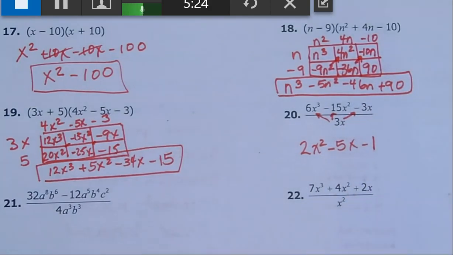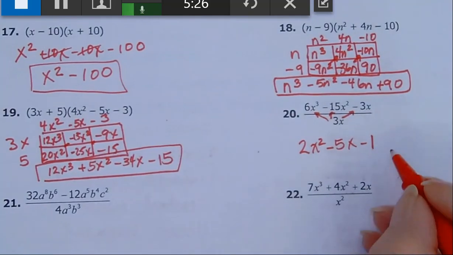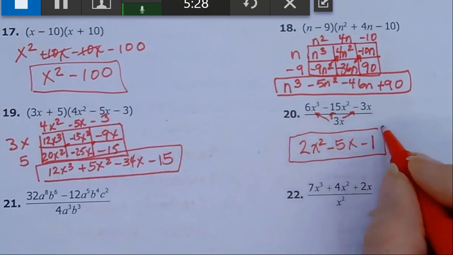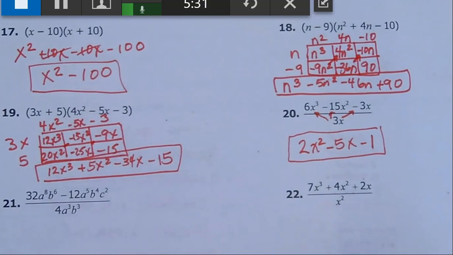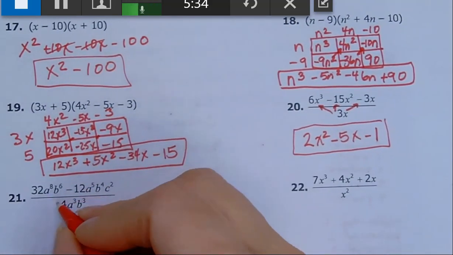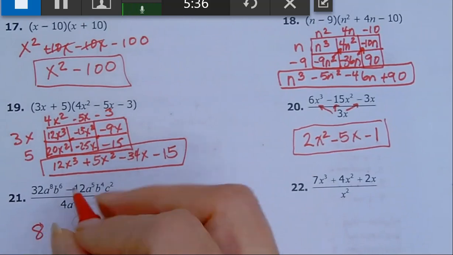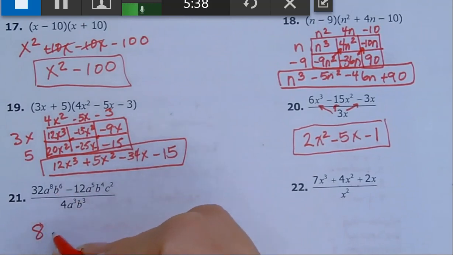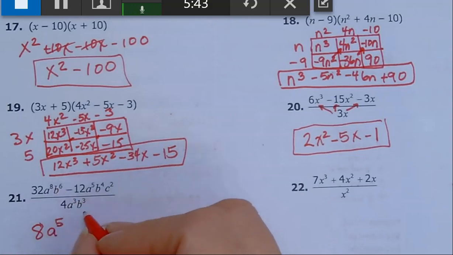So that should be my answer, 2x squared minus 5x minus 1. Down here, it's just a little more complicated, but I'm doing exactly the same thing. Okay, I'm going to say 32 divided by 4 is 8. A to the 8 over a to the third is going to be a to the 8 minus 3, so a to the fifth. B to the 6 over b to the 3 is b to the 3.